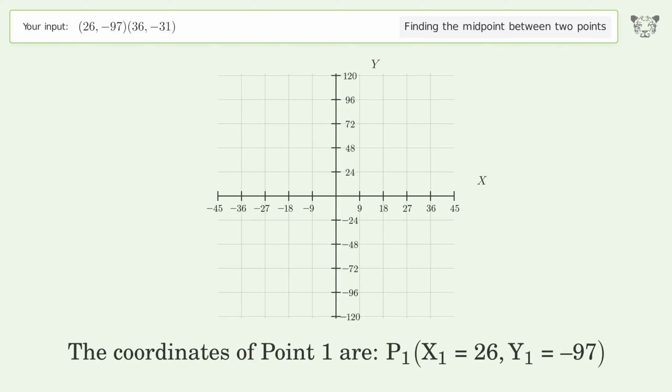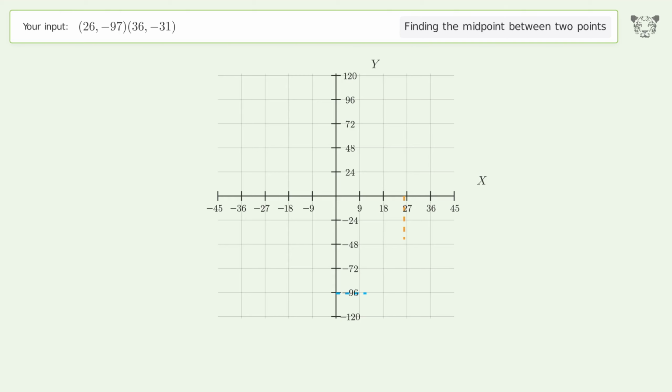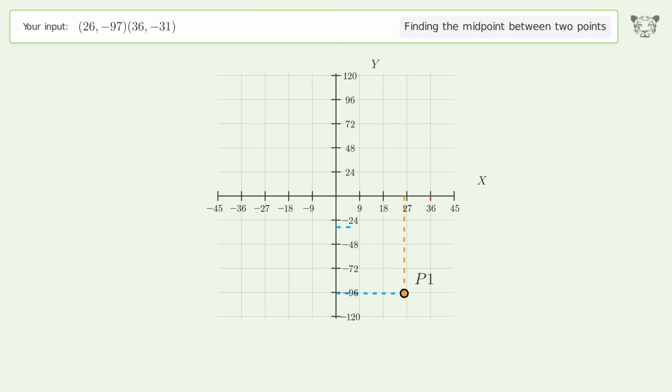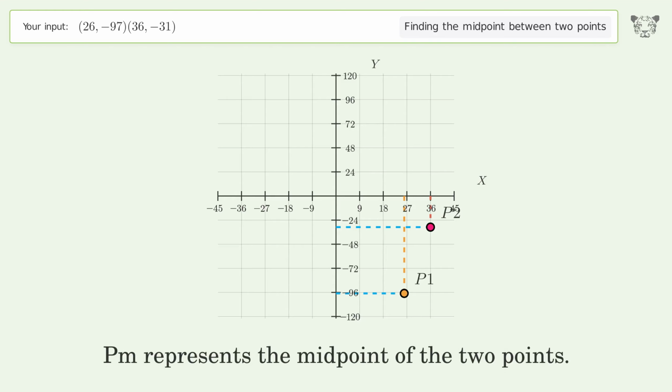The coordinates of point 1 are, x1 equals 26, y1 equals -97. The coordinates of point 2 are, x2 equals 36, y2 equals -31. PM represents the midpoint of the 2 points.